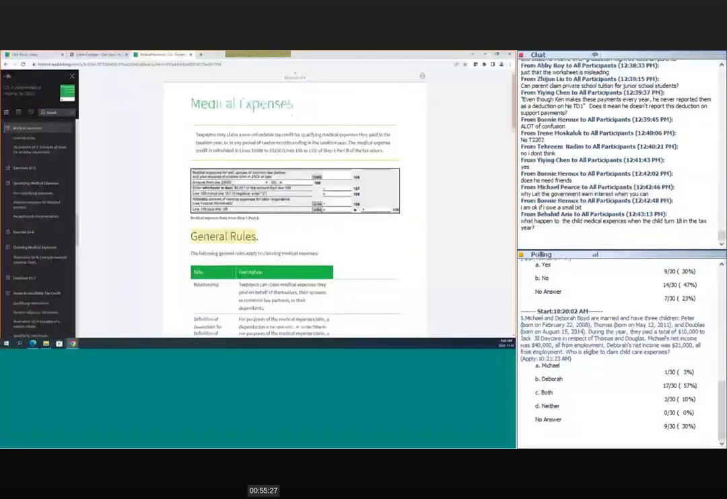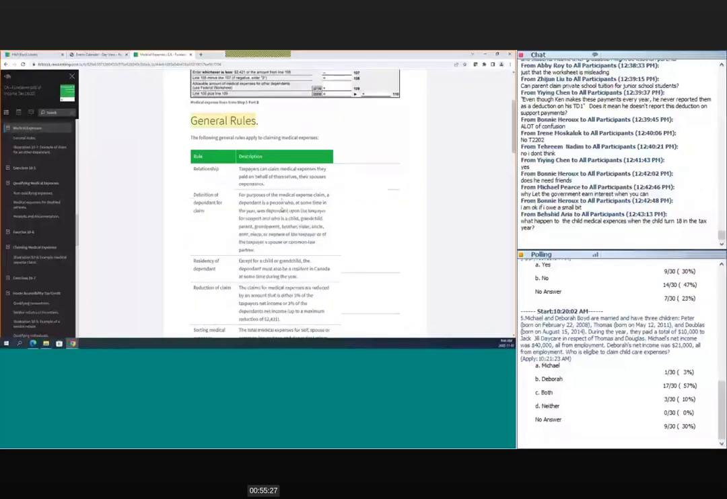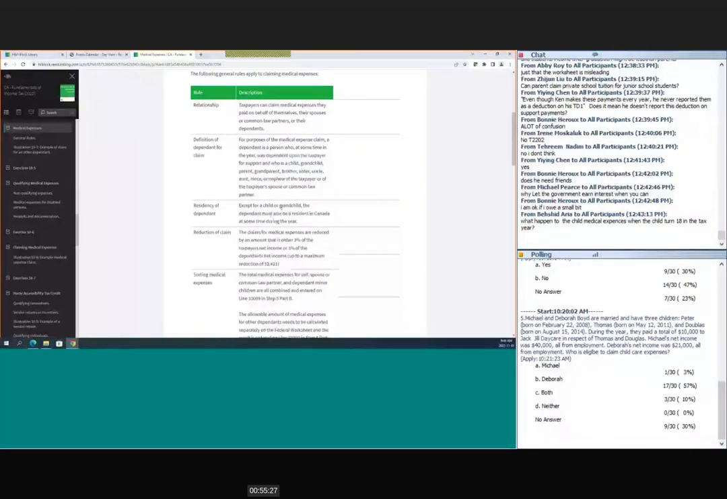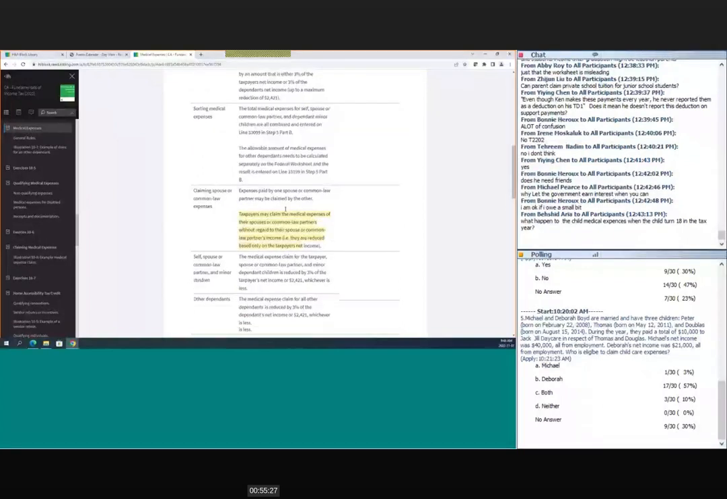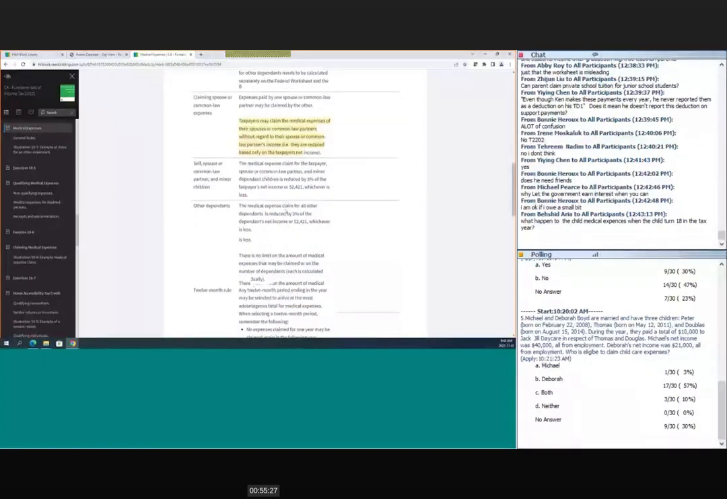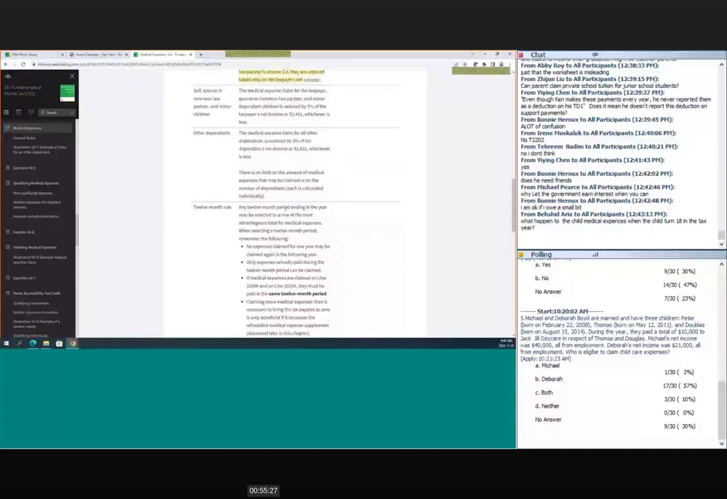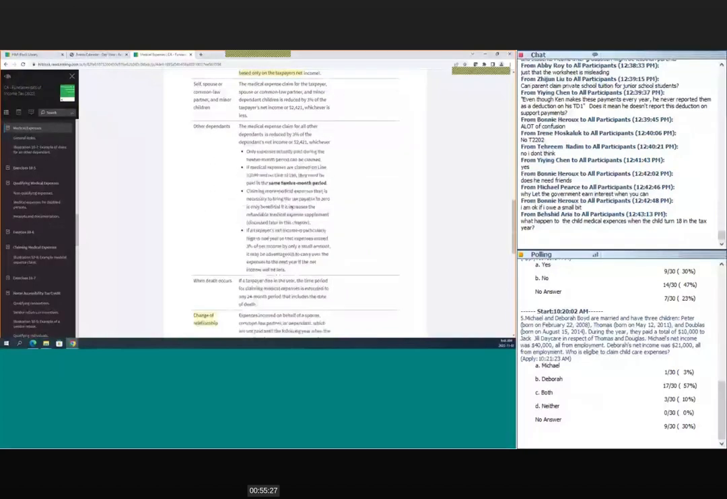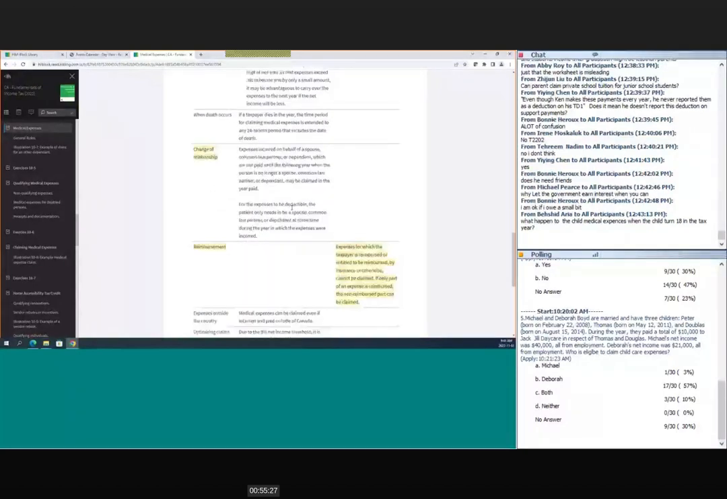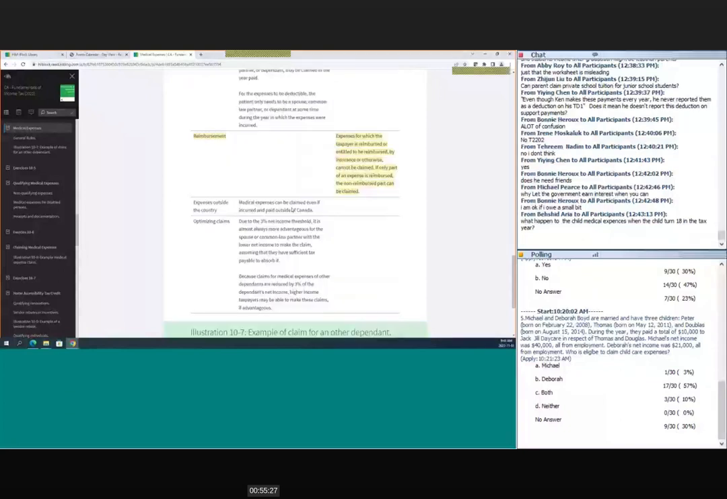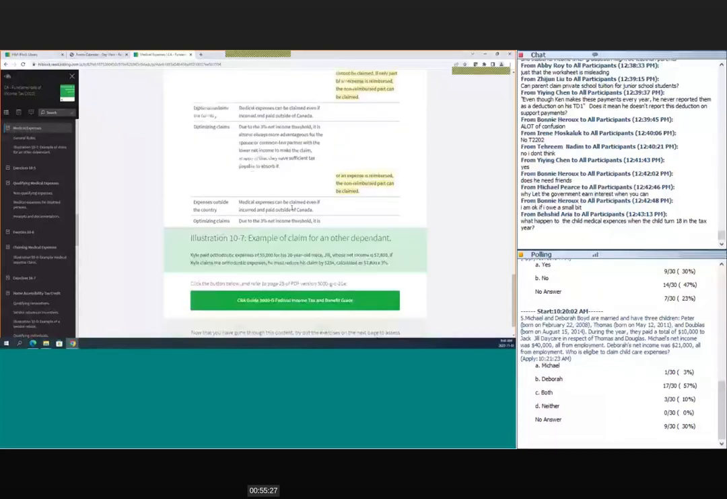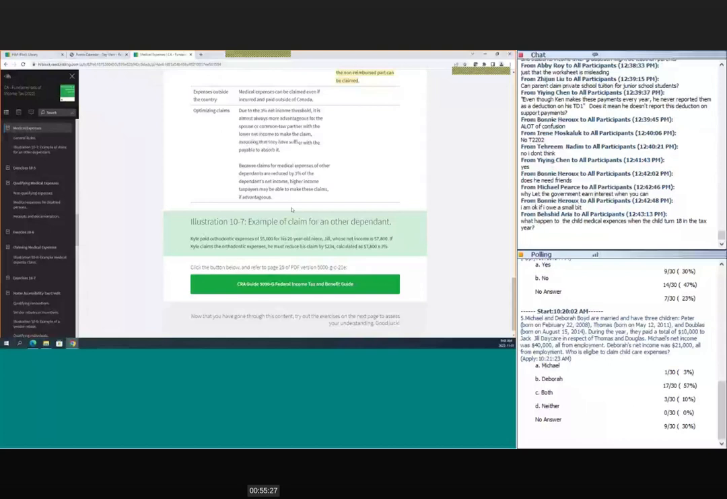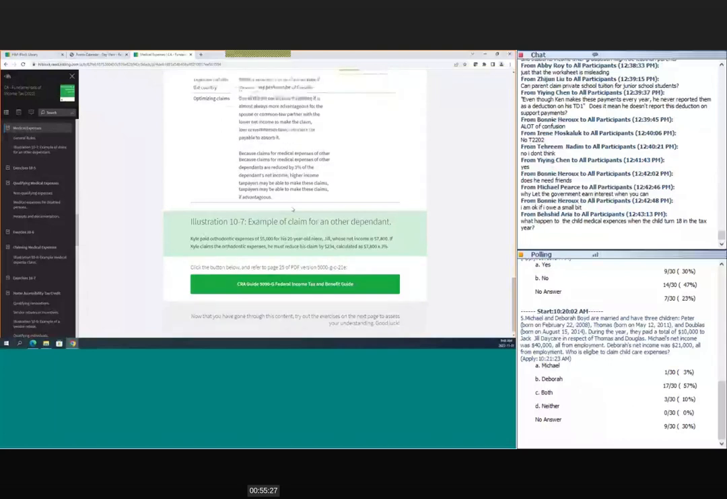Again, the rules are, other dependents. It will work for the children. Sorry, what's that, Dan? I'm saying it will. Can you hear me? Yes. So part of claiming the medical expenses, you can do it for children above 18, so long as they're supported by you. Yeah.